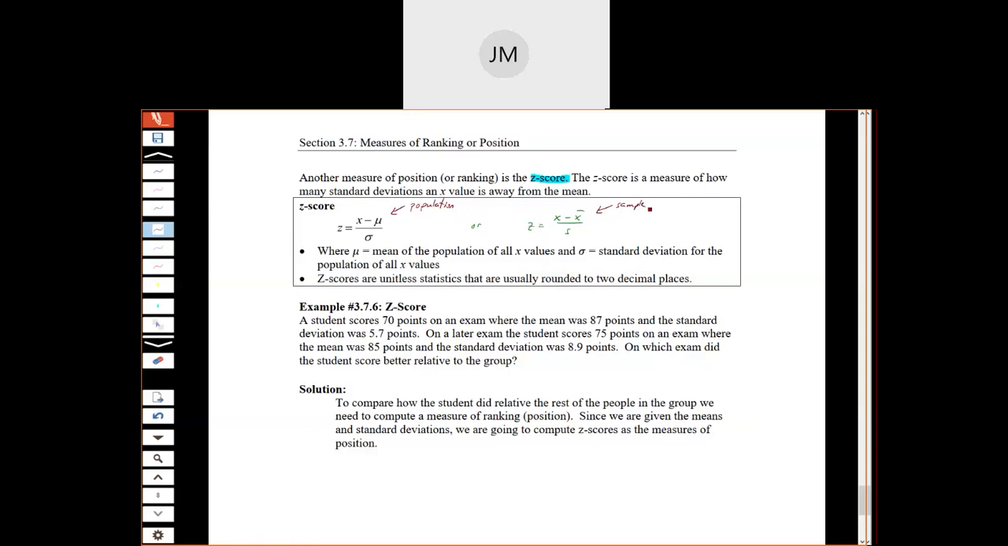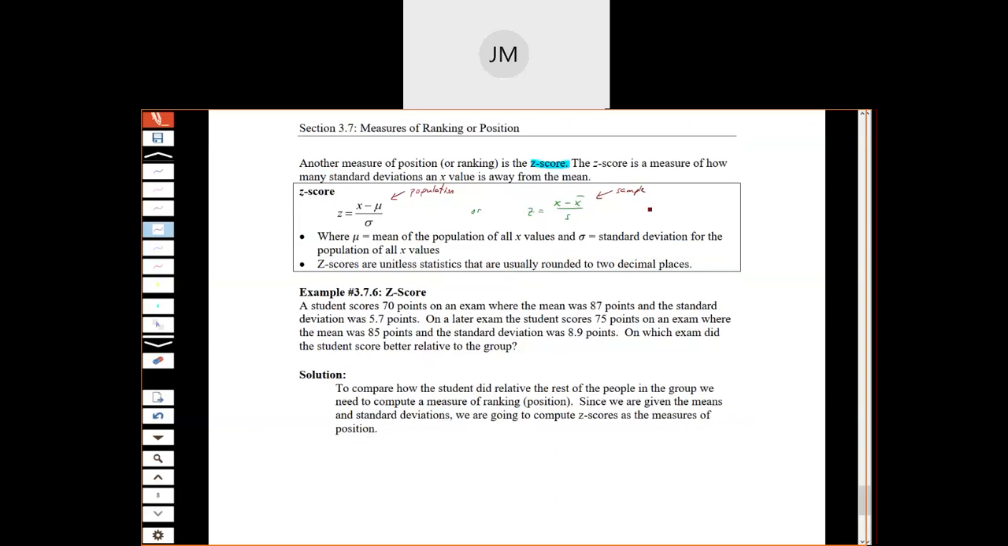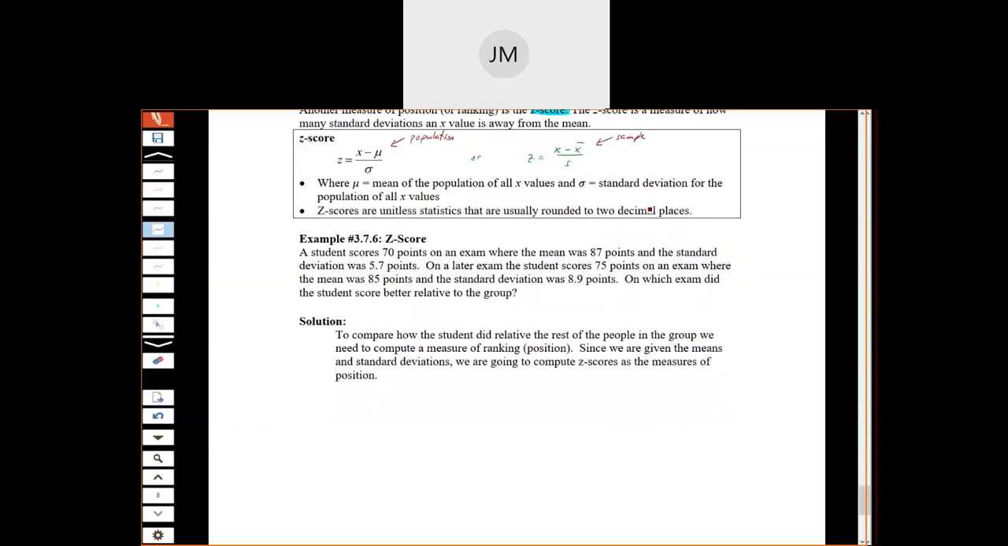All right, as long as you think of it as x minus the mean over the standard deviation, then we'll get the right answer either way. So let me show you an example here of not only how to compute z-score, but how to interpret what it means and what it can tell us.